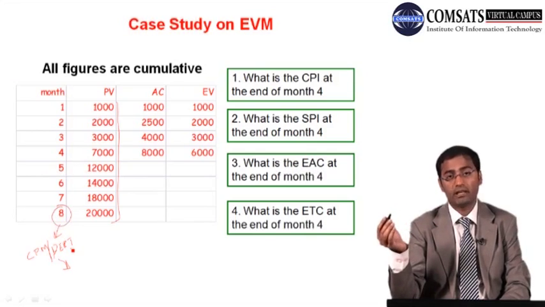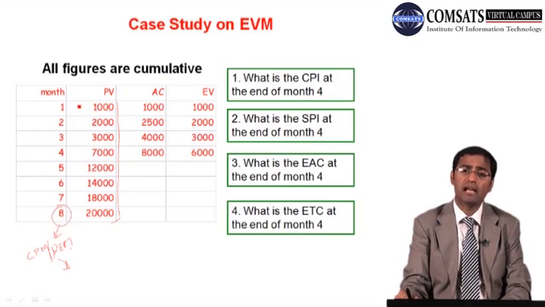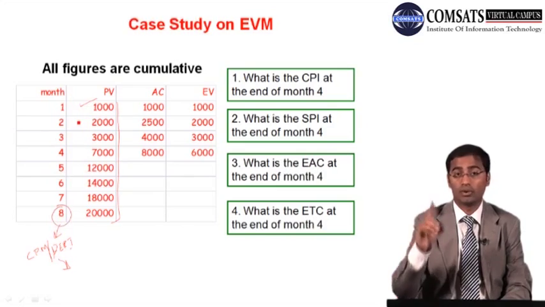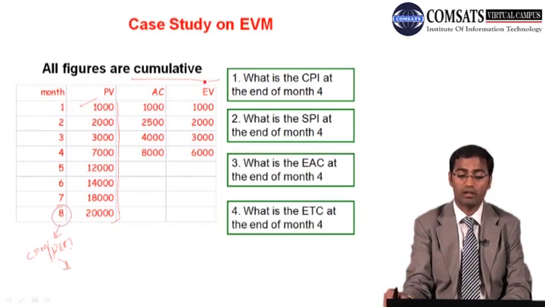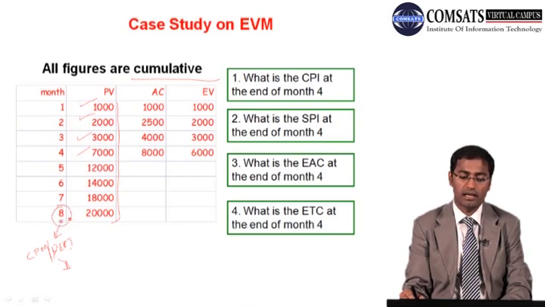Then after 4 months, we had planned that in month 1 we will spend 1,000. After 2 months we will spend 2,000, including the first one. Okay, so figures are cumulative. So by month 3 we could have used 3,000, and for the 4th, 7,000. So by the 7th month we could have used 18,000, and the 8th month we could have used 20,000.